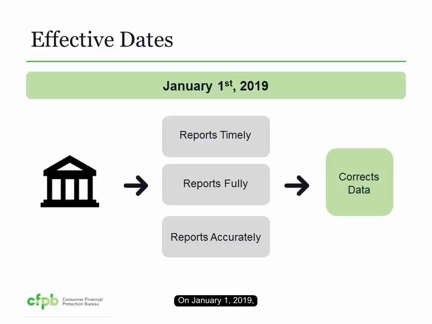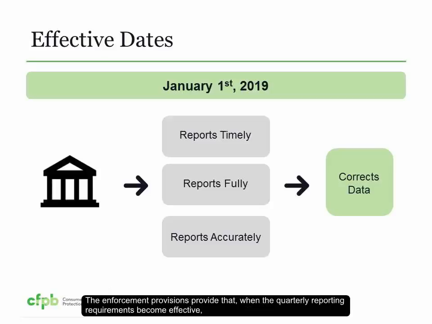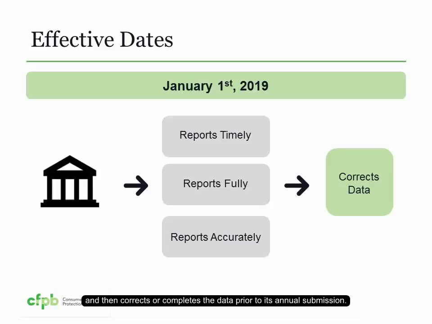On January 1, 2019, changes to the enforcement provisions become effective. The enforcement provisions provide that when the quarterly reporting requirements become effective, inaccuracies or omissions in quarterly reporting are not violations of HMDA or Regulation C if the financial institution makes a good faith effort to report quarterly data timely, fully, and accurately, and then corrects or completes the data prior to its annual submission.